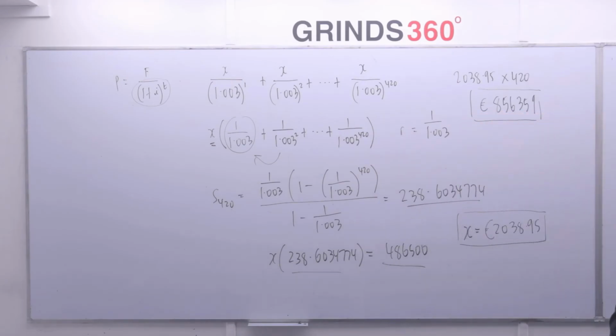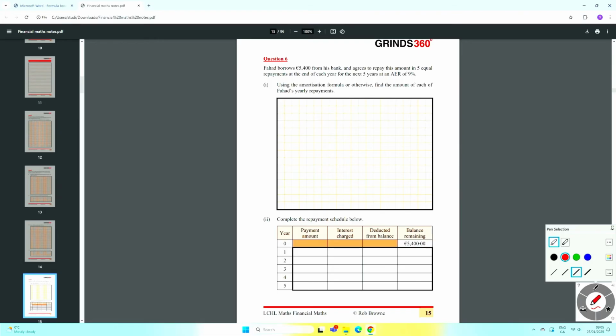Okay, so question 6 then. On page 15 it reads, Fahad borrows €5,400 from his bank and agrees to repay this amount in 5 equal repayments at the end of each year. So again, as usual, repayments are at the end of each year for the next 5 years at an annual rate of 9%. That's grand. So he's paying every year, yearly rate of 9%, so we don't need to make any switches here.